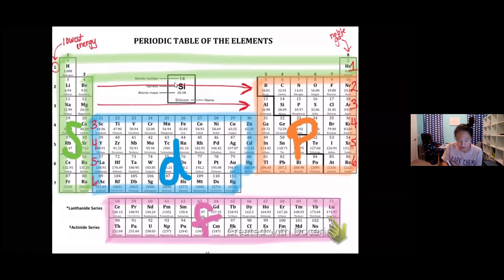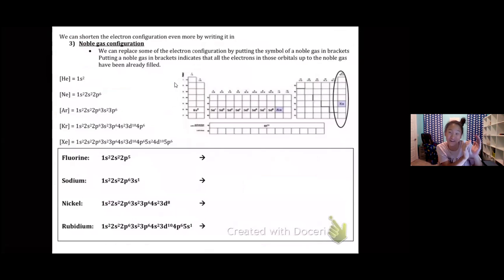All your noble gases, except for the first one, live in a p orbital or a p house. Helium is the only one that lives in an s house, an s orbital, okay? So this is what you're essentially doing. You're going to take a part of the standard electron configuration and replace it with a noble gas. The noble gas will take a chunk out of the standard electron configuration to make it shorter. So let's go through a couple of examples together.